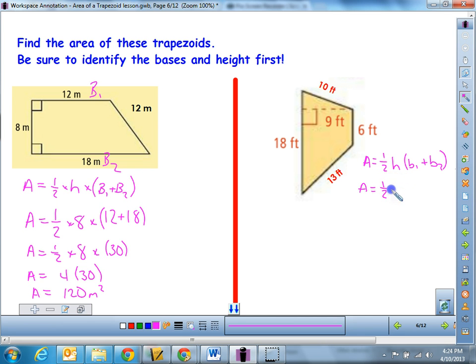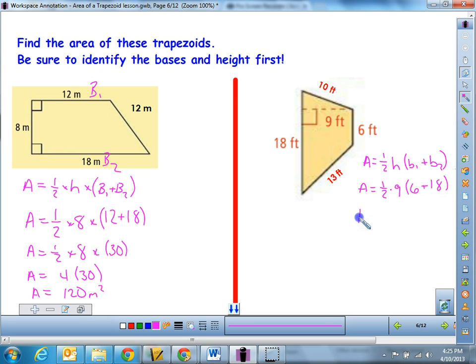What is my height on this one? Well, on this one, it's kind of rotated sideways. The parallel lines are the ones that are my base, so I have to use these two, which means this is my height right here. So 9 feet is what I'm going to put in here for my height, and my base happens to be this one plus this one. So I'm going to do 6 plus 18.